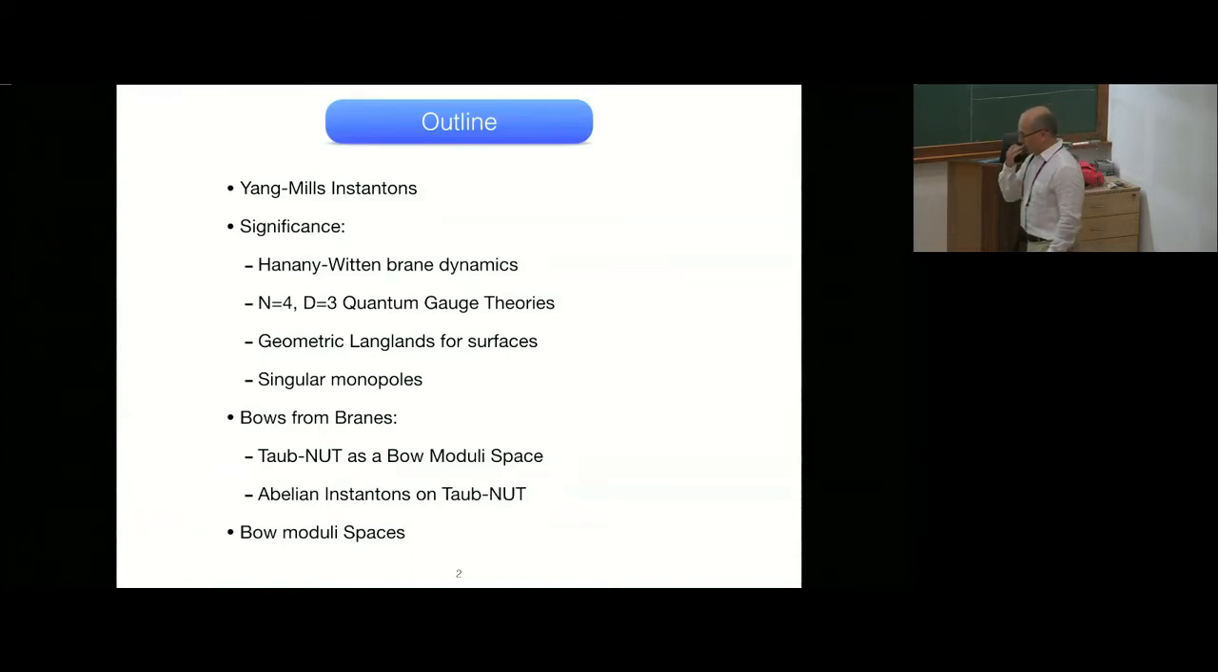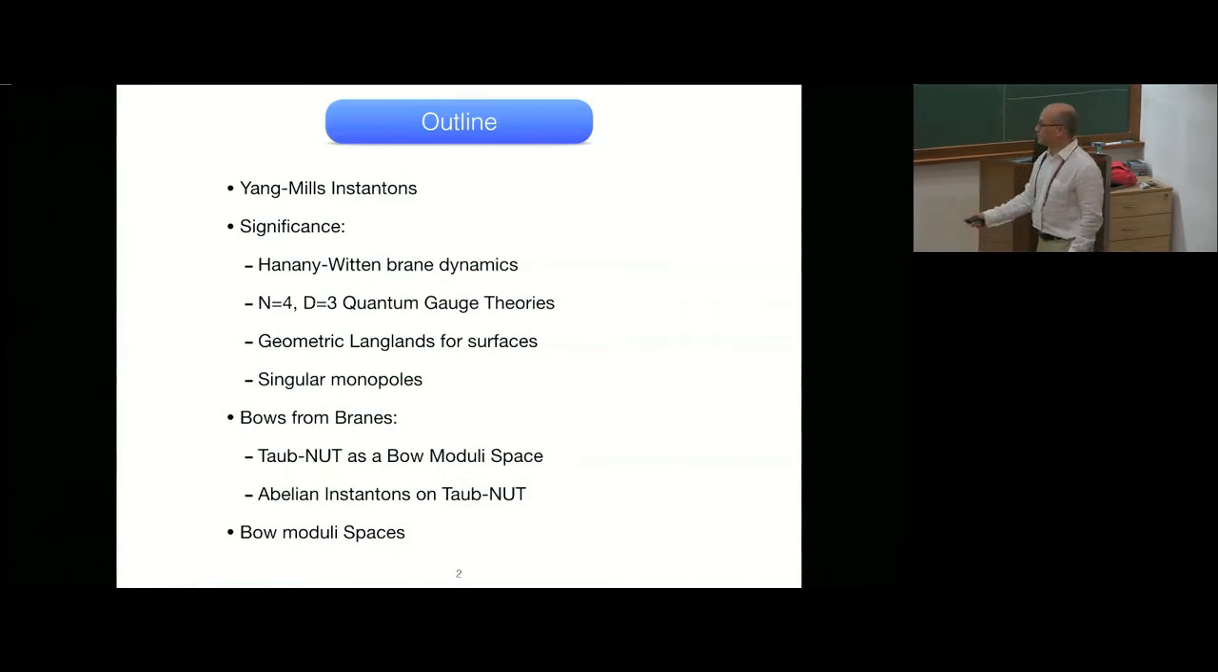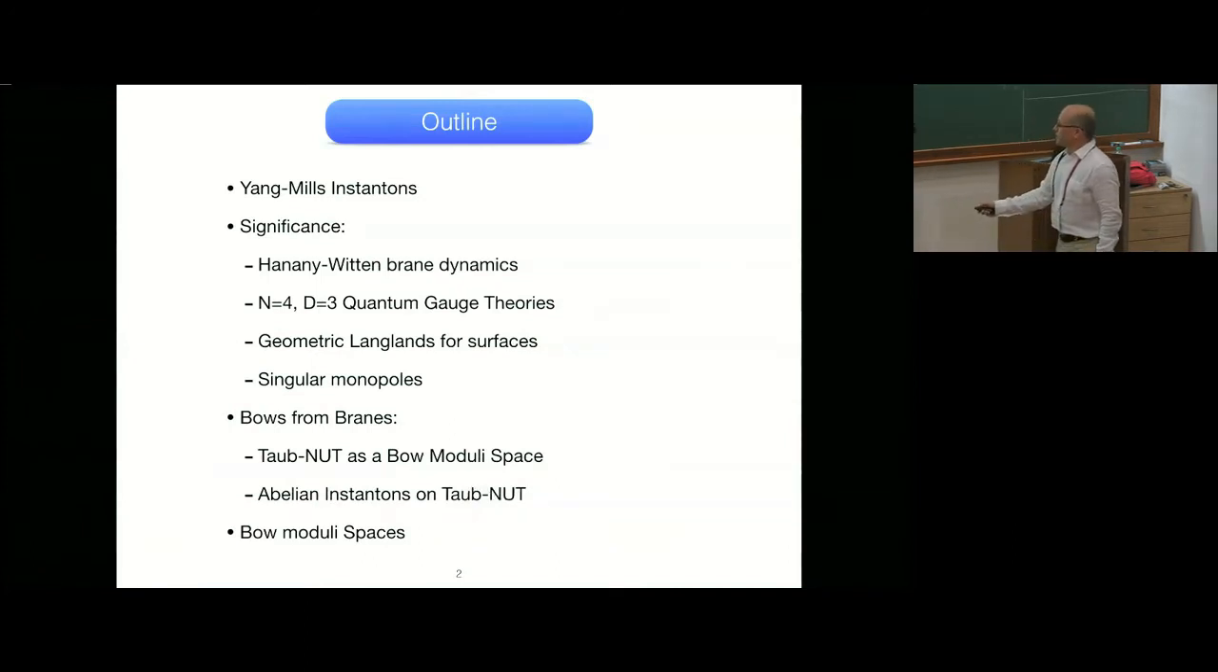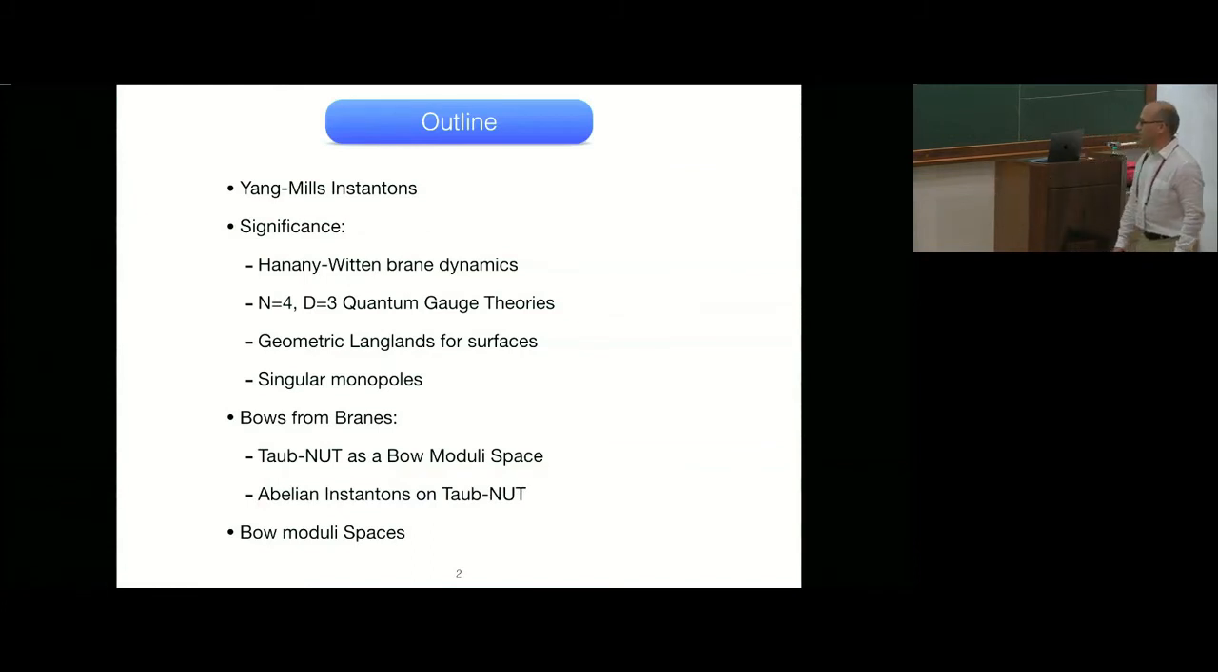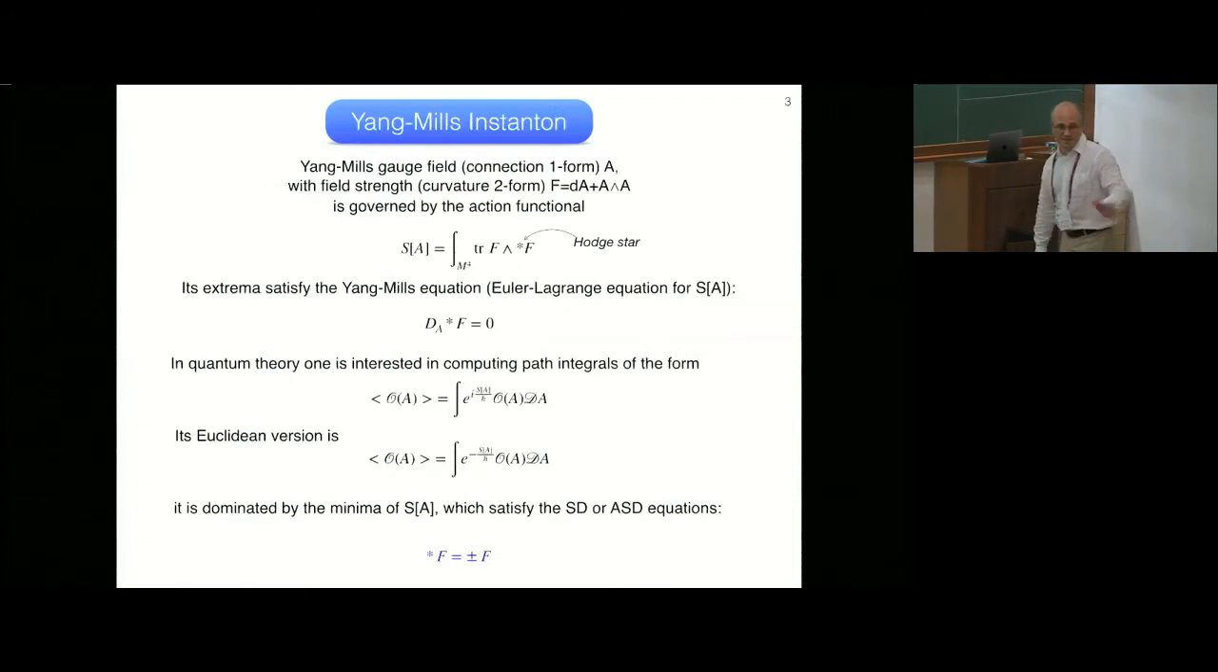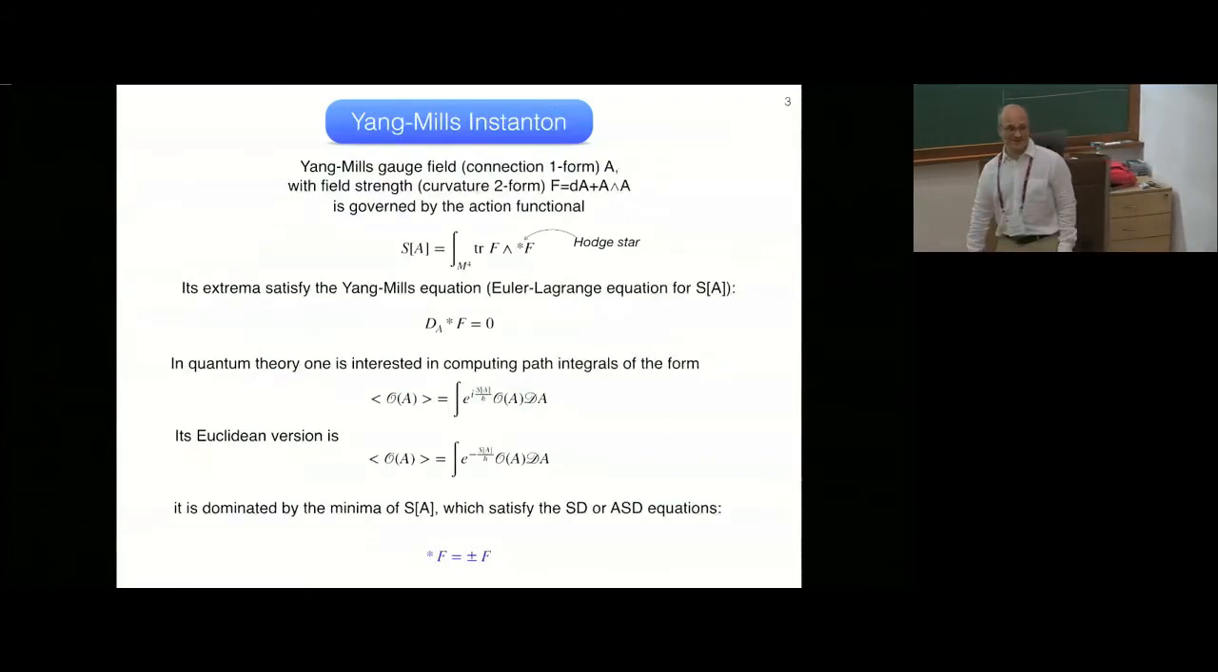And so the main theorem in the mathematics talk will be exactly that. Bow moduli spaces, which are quite tangible, which can be computed explicitly, are isometric to moduli spaces of Yang-Mills instantons that I'm about to describe. So please interrupt me at any point if there is any question.